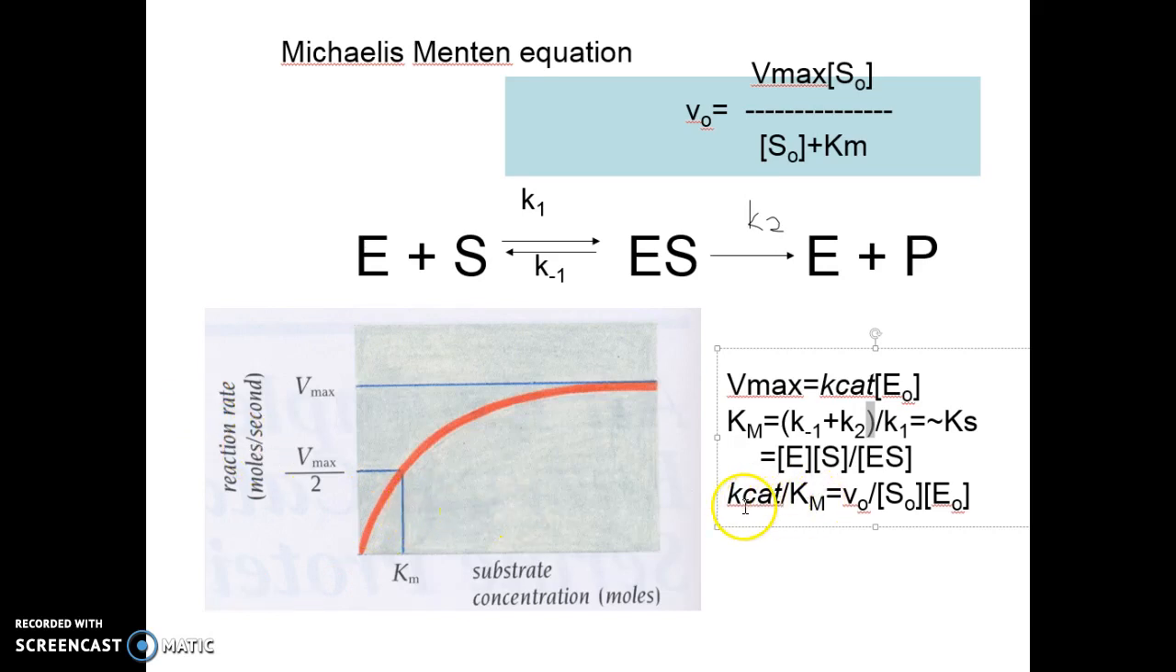Third concept, kcat over Km, called catalytic efficiency, could be defined as initial velocity over substrate concentration times enzyme concentration. Catalytic efficiency is the single most important parameter for an enzyme. It represents the rate constant that refers to the overall conversion of substrate into product.